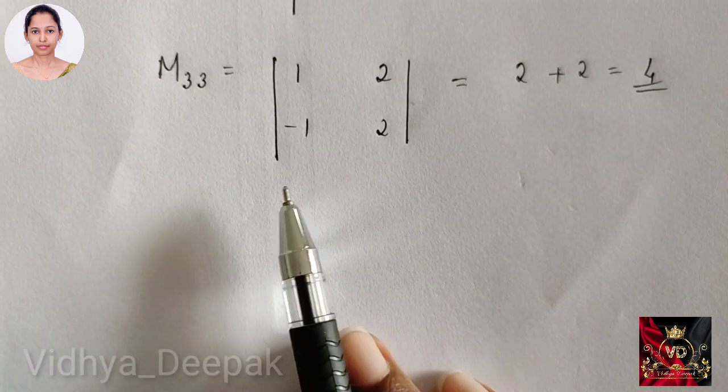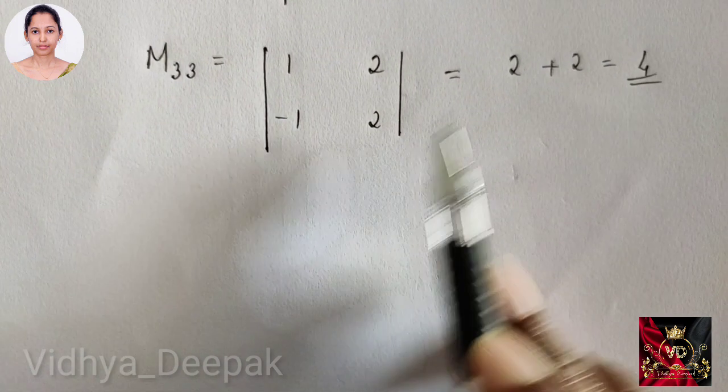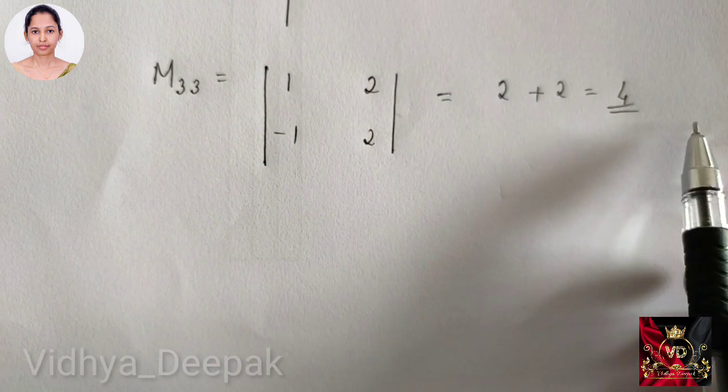Likewise, M33. So M33, 1, 2, minus 1 and 2 are the elements. 1, 2 is a 2. Minus into minus plus, 1, 2 is a 2. 2 plus 2 is nothing but 4.